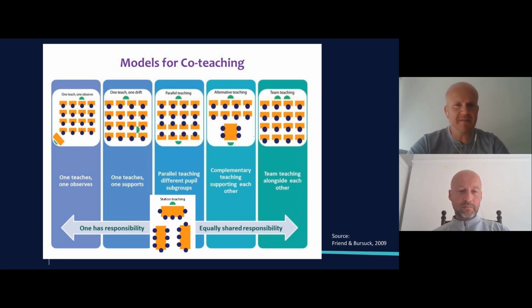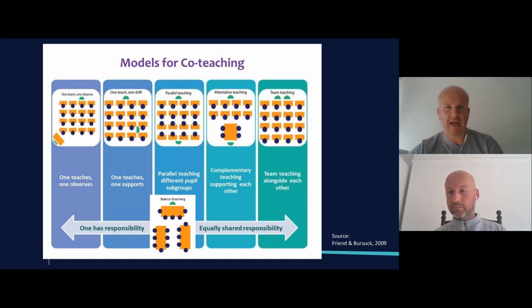So I think it's very worthwhile looking at this spectrum of models for co-teaching, where it shifts from one end of the spectrum, where you start to see maybe one teaches, one observes models, or one teaches, one drifts models, where somebody has sole responsibility for the planning, for the instruction, for the delivery.